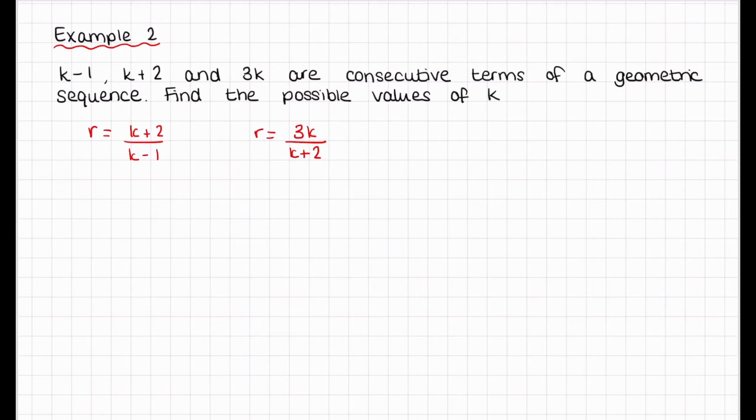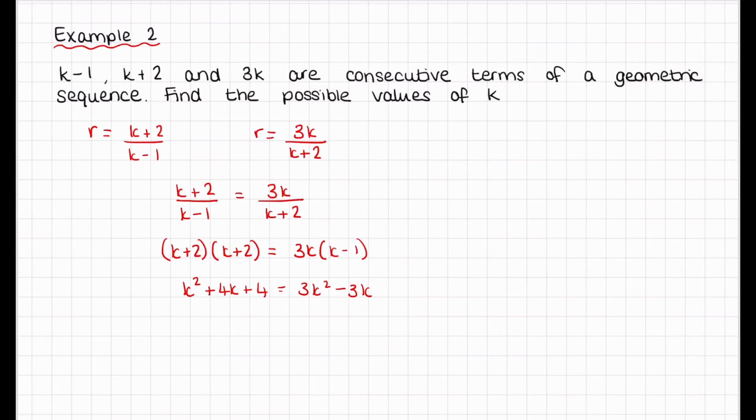Now because these both equal r, we can make them equal each other. So we'll have k plus 2 over k minus 1 equals 3k over k plus 2. And now we can just solve this using our beautiful algebraic fraction knowledge. So we'll cross multiply the denominators, and then just expand and rearrange. What you'll notice is it's going to end up as a quadratic.